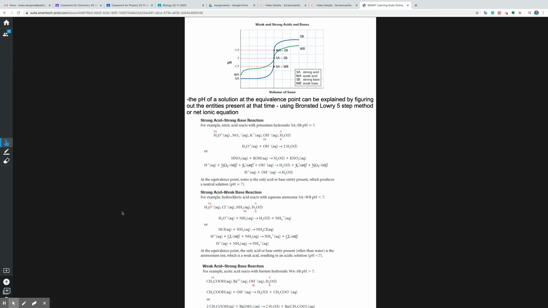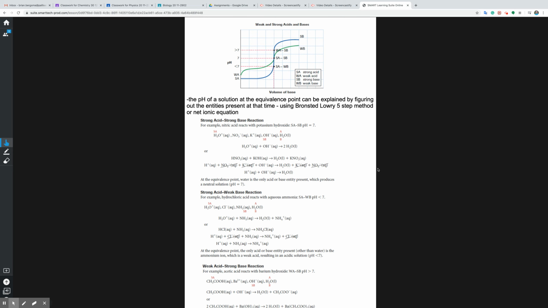Okay, so this is just showing all the different types and where the equivalence points are. Again, you don't have to know exactly where the equivalence points are, other than that strong acid with strong base is right around 7, weak acid with strong base is going to be above 7, and strong acid with weak base is going to be below 7.